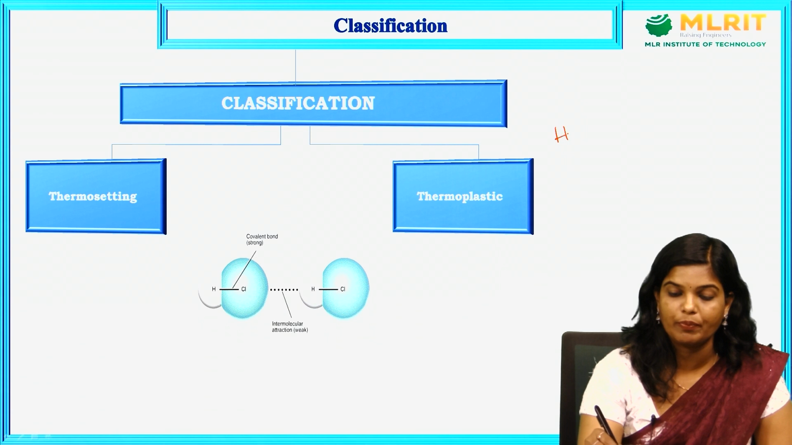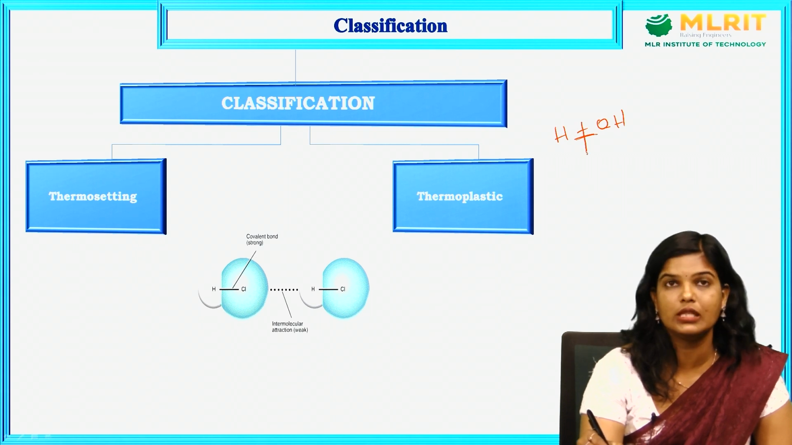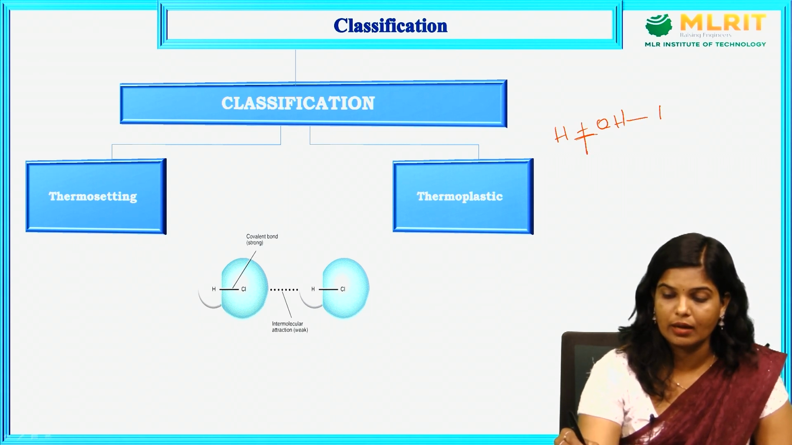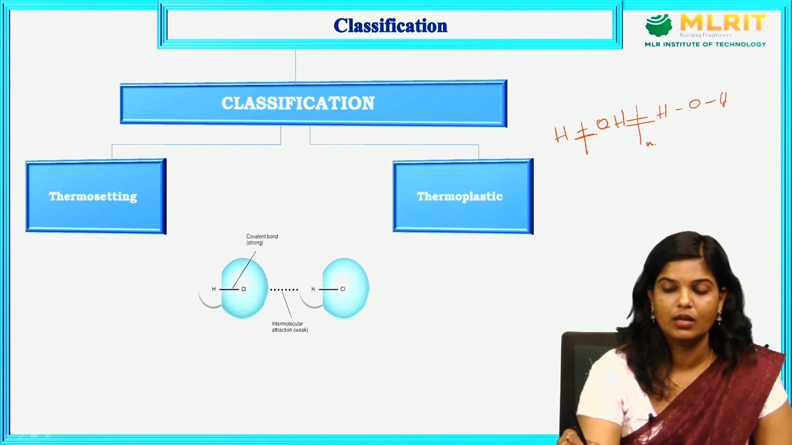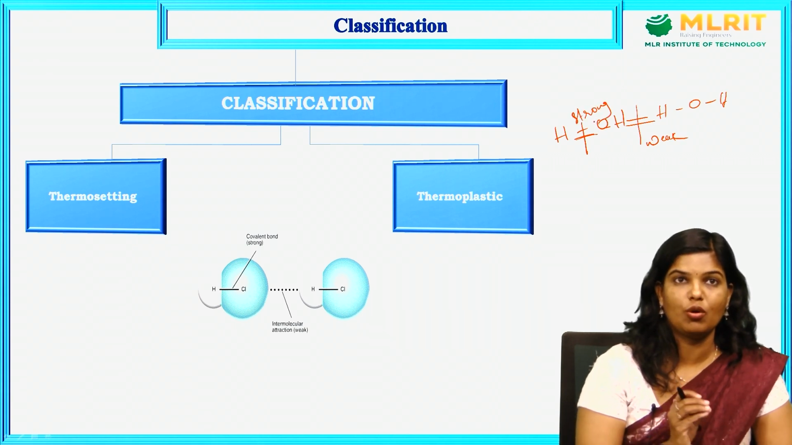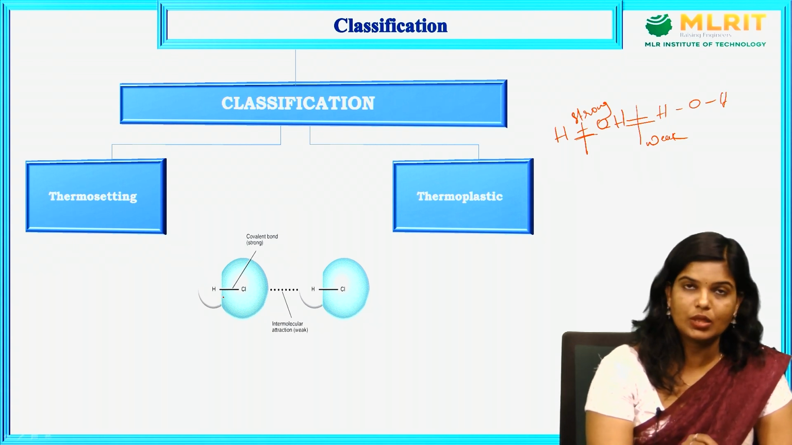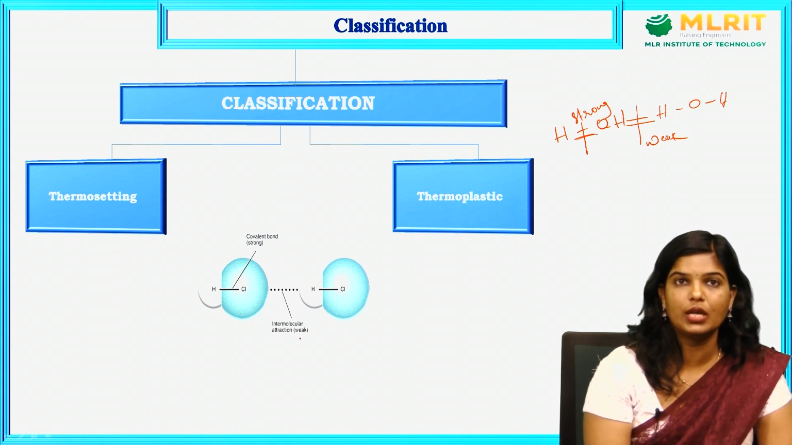The same in the case of water, H2O. The hydrogen and oxygen within the molecule will have a strong bond, whereas when another H2O comes, the bond between them will be very weak. This will be weak and this will be strong. So that is known as intermolecular force of attraction. The force of attraction within the molecule and with another molecule is different. When it is within the molecule, it has a strong covalent bond. When it is with another molecule, it has a weak intermolecular force of attraction.